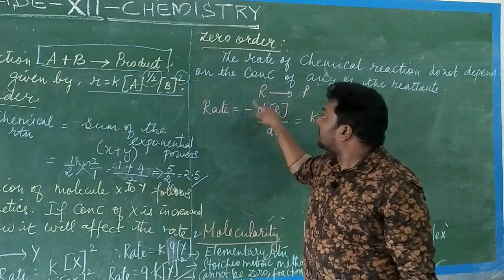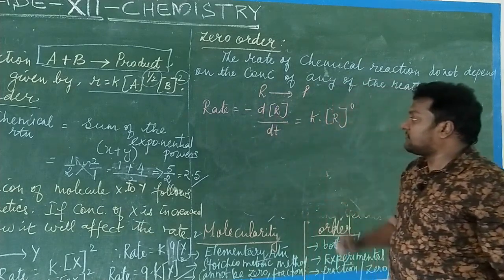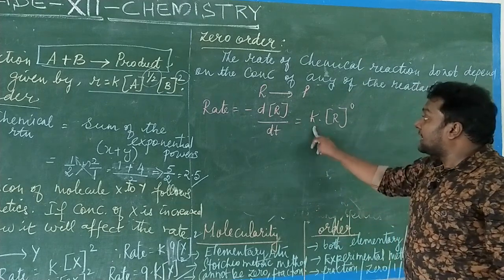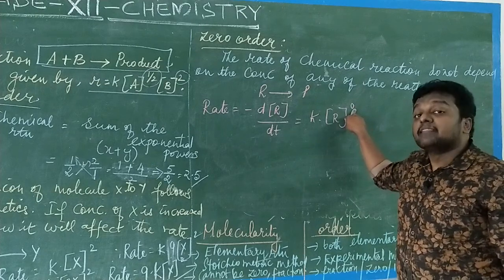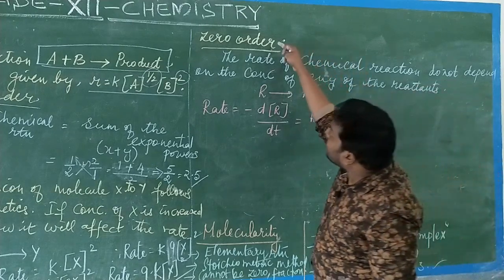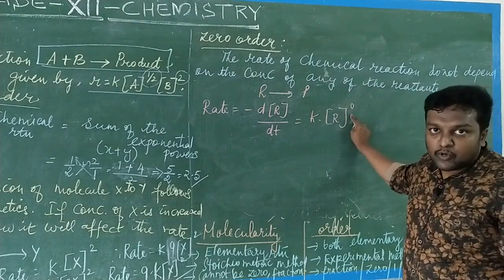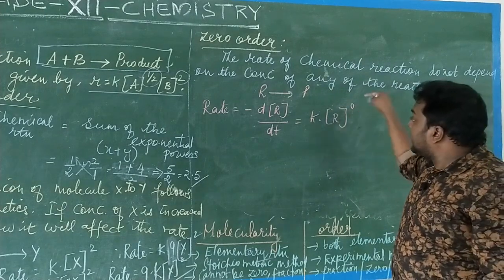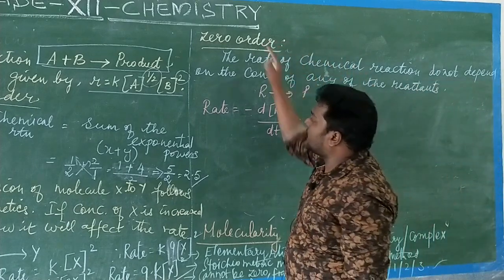Minus, I have written because the concentration of the reactant goes on decreasing. So therefore minus d concentration of R divided by dt is equal to K, the rate constant, into the concentration of the reactant to the power 0. That implies it is a zero order kinetics. So therefore the power has become 0. The 0 ஏன் போட்டிருக்கோம், 0 has been written in order to mention that it is a zero order kinetics.